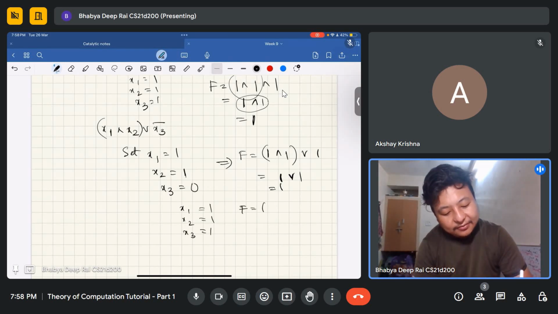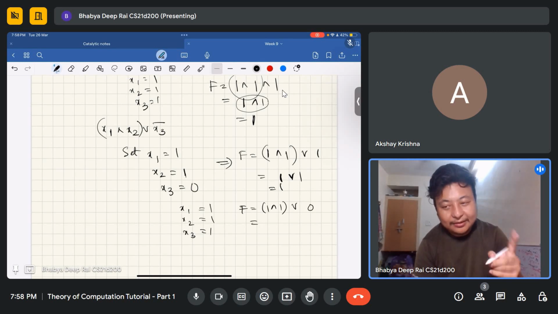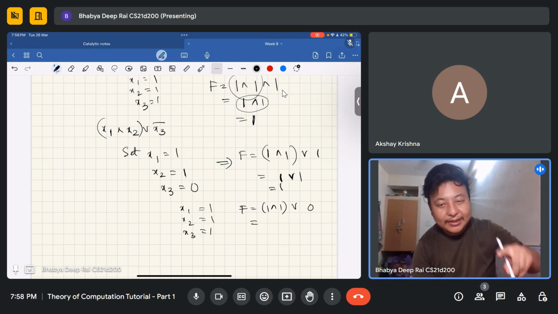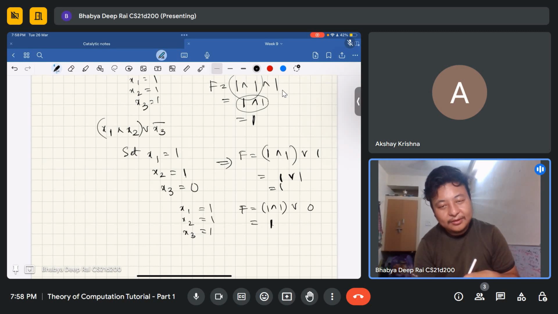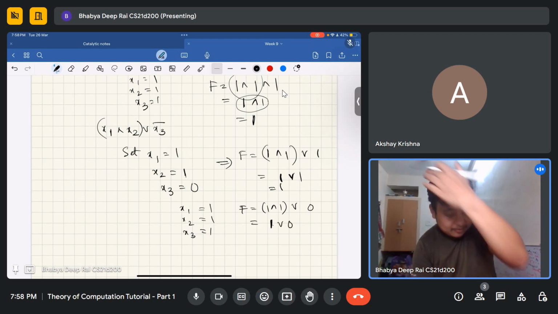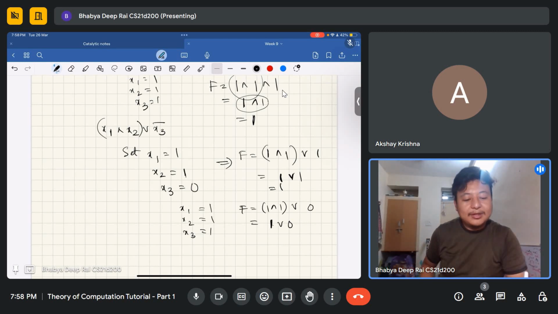Because F is equal to 1 and 1, or 1 complement, which is 0, which is nothing but 1. AND means that both the inputs are 1, then output a 1. OR would mean if any one of the inputs is 1, then output a 1. At least one of the inputs here is 1, so we'll output a 1.